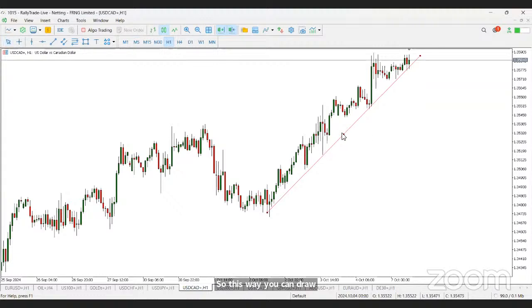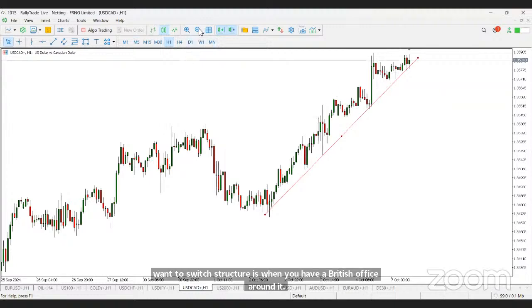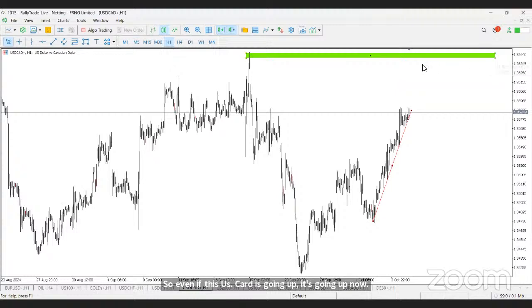The way I see it, this trend will continue to push like this until there's a break in structure. One such break in structure is when you have a bearish engulfing bar around it, then there will be a change in structure. Or you could zoom in like this and check when it will reach the previous resistance. The highest resistance you can see on this 1 hour is the one around here. So even as this USD CAD goes up, if you have a buy, continue to enjoy it. But if it gets to this level, please close your trade and stay off.